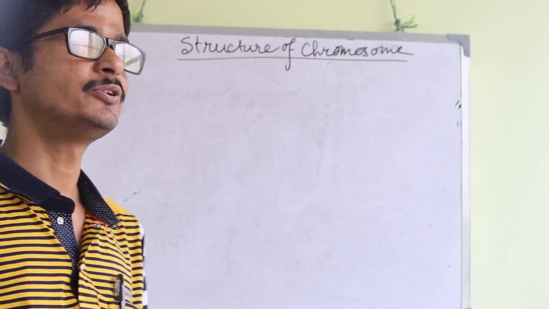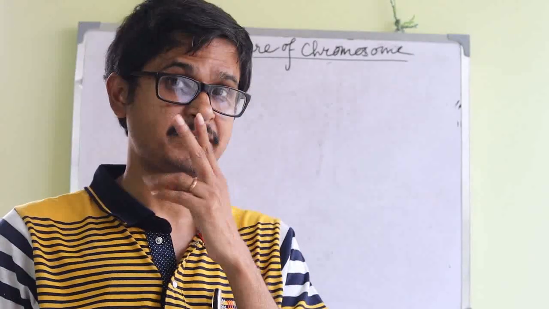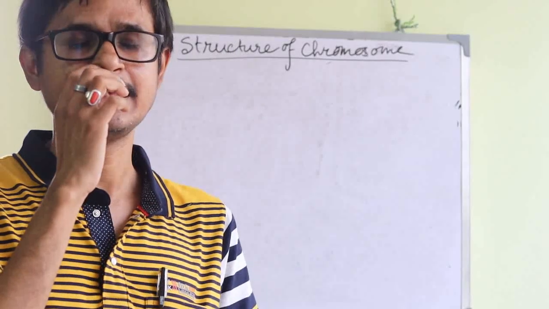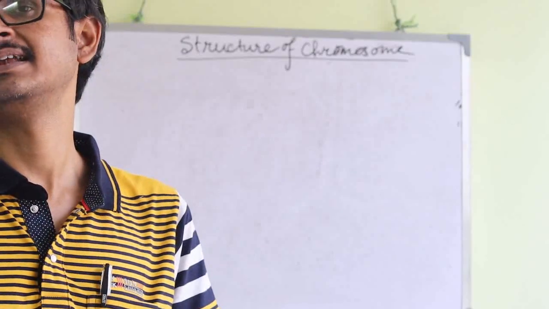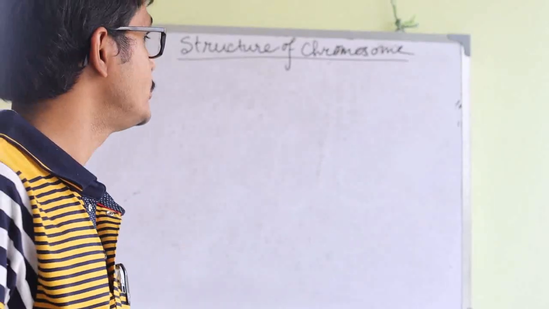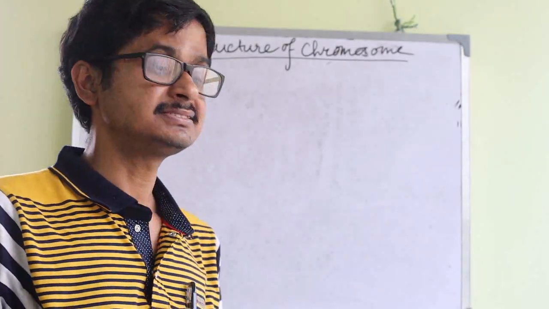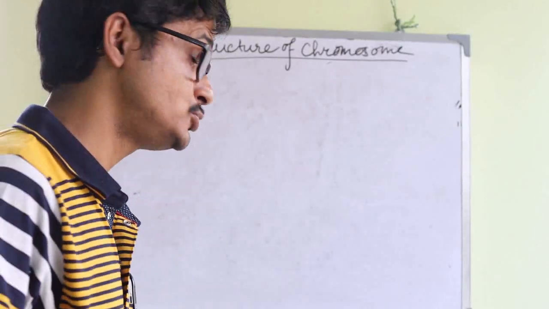Today we are going to start the second chapter, not the first chapter. The first chapter is the cell, and all of you know about the cell from class. You have read about the cell in class 9. Today we are going to discuss chapter number 2, the structure of chromosome.